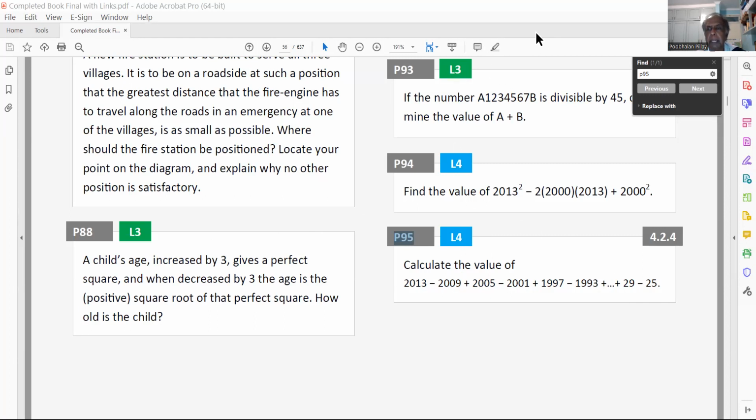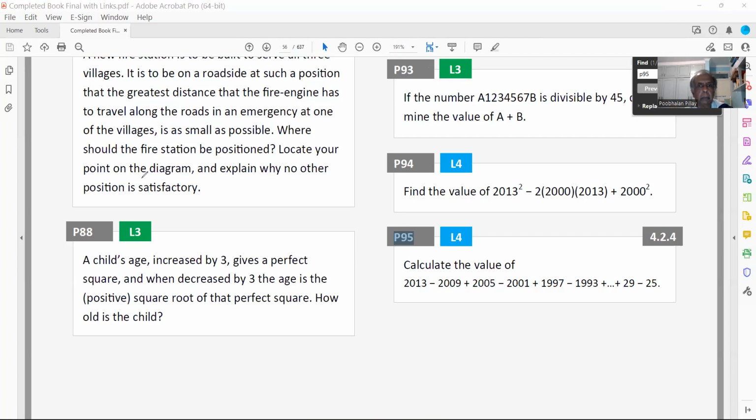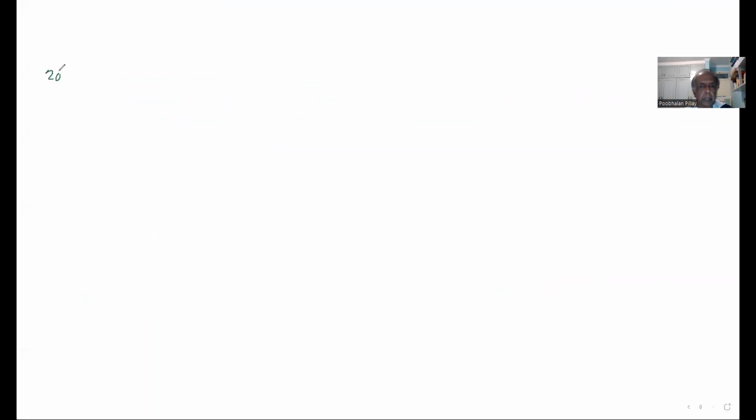I'm going to try to remember that, because now when I get to my whiteboard, I'm going to write down 2013 minus 2009 plus 2005 minus 2001. The signs alternate: minus, plus, minus, plus. The next one will be plus, and it goes on like that until you come to 29 minus 25.